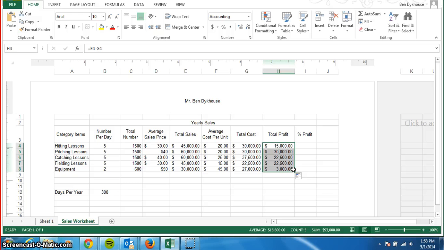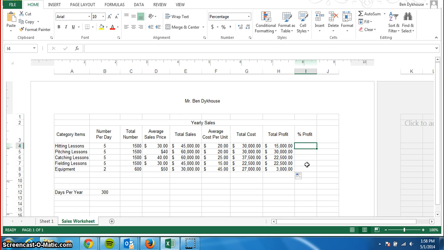Now, you probably already know, but I'd like to know which of my categories give me the best profit margin. In other words, which revenue sources make me the most money? So which of those should I push more? Which of those should I advertise more? How can I steer my customers towards the things that make me the most money? So that's what we're going to figure out in this percentage profit column.